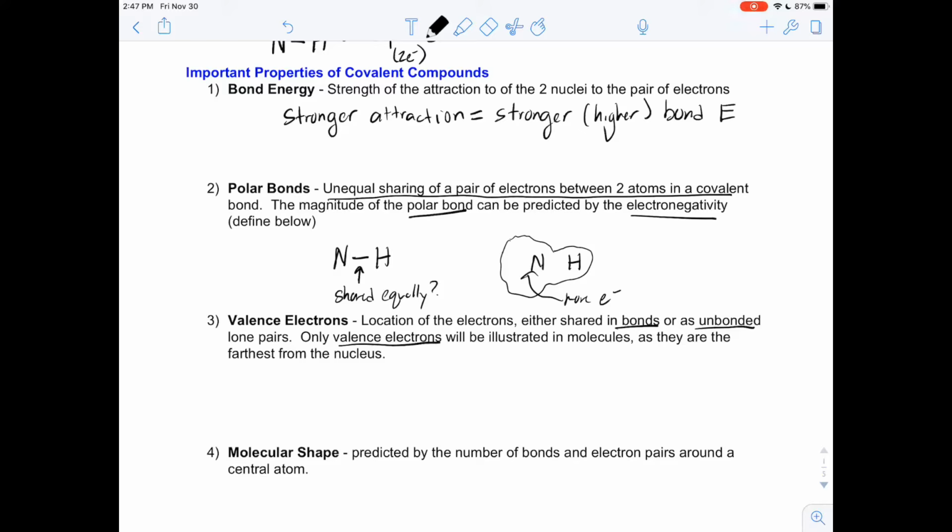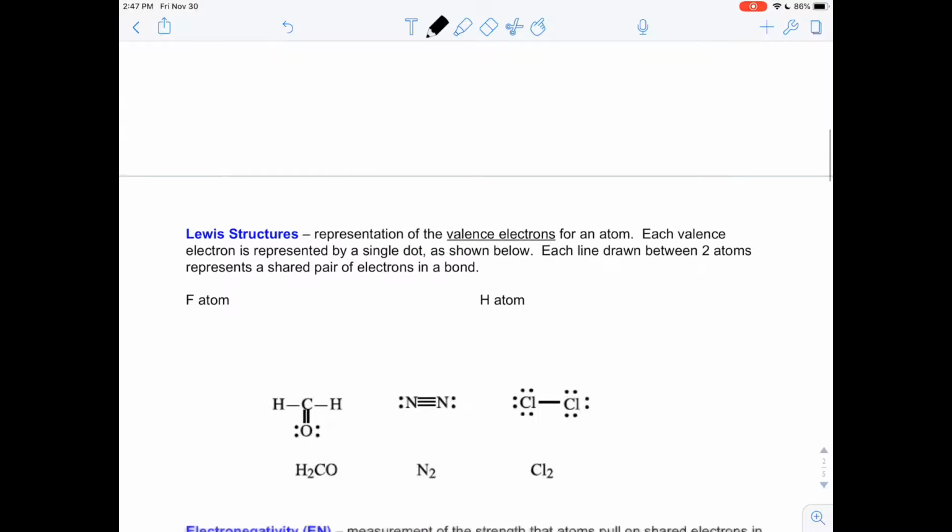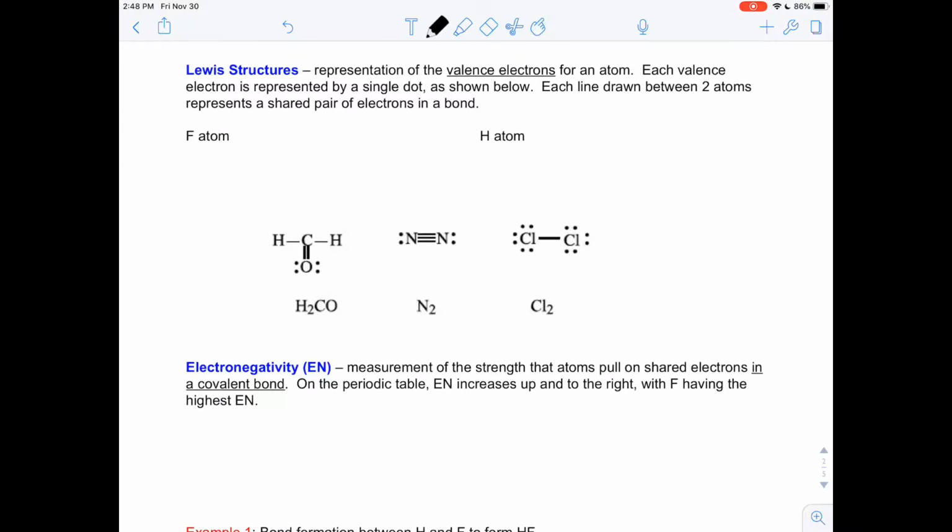Number 4 is that the molecular shape of our molecule is dependent on the number of bonds and also lone pairs around our central atom. We're going to focus on that when we talk about shapes. So we see that it's really important for us to track where our electrons are within bonds and how we think about them being shared between two or more atoms. So to do that, we're going to illustrate this with Lewis structures.